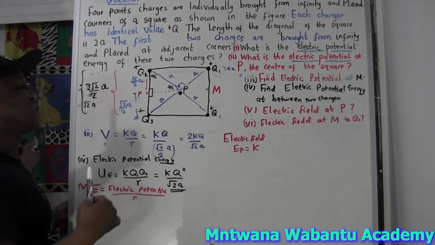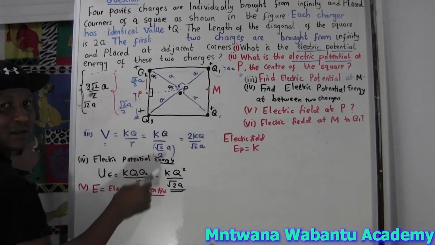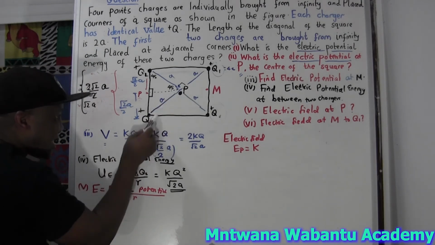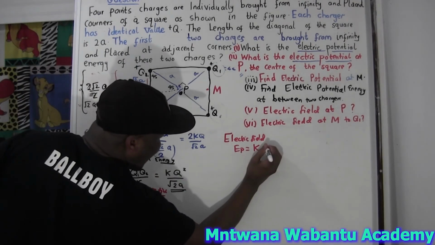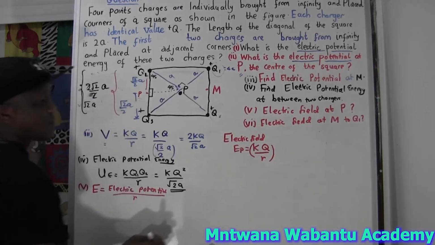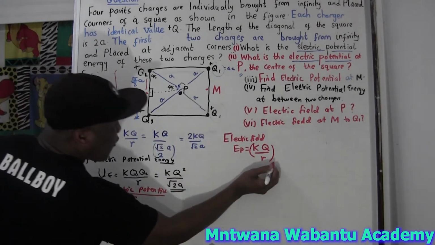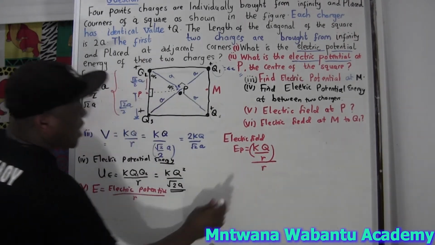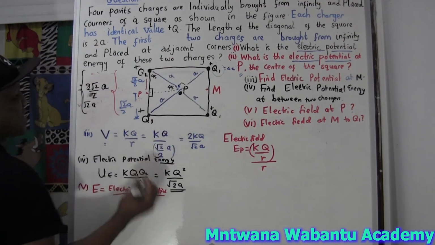You know what I'm saying? But some time in an exam, they might say from P to whichever point, so you have to take that distance from P to wherever. So I'll say electric field equals electric potential over R. What is electric potential? Electric potential is K times charge over distance. Now over our R, let's say P to M, over R. But what is the radius in this case? It's A. From P to wherever you are, the distance of separation is A.